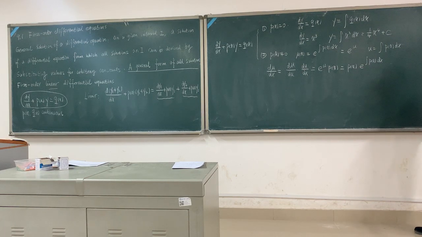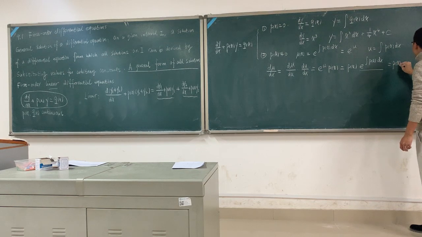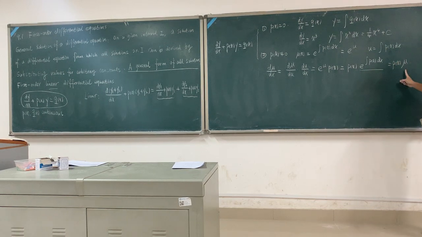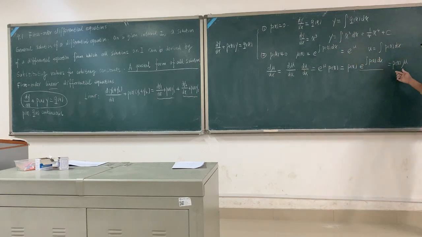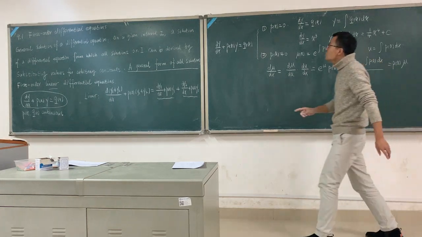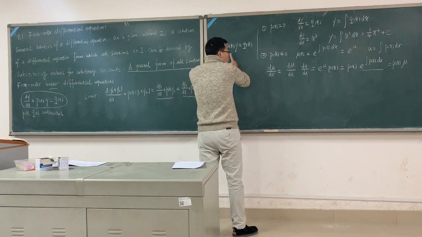Now we can see this part is mu. So it is p(x) times mu. This means d mu dx is equal to p(x) times mu. So for this equation, we multiply by mu on both sides.